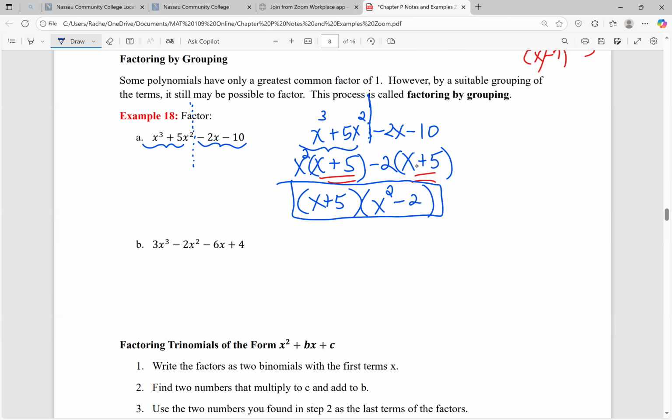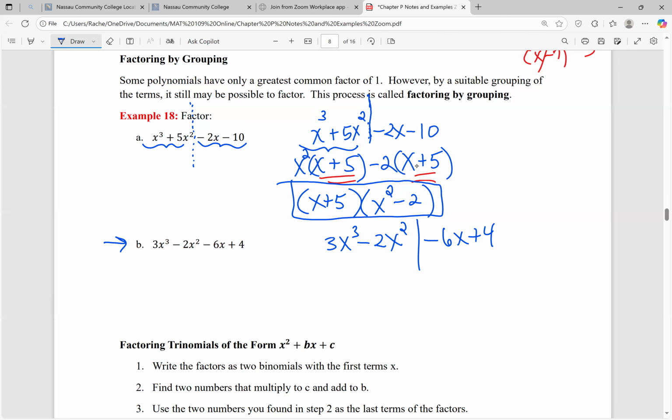So let's factor one more by grouping. So let's look at B. So I have a polynomial here that has 4 terms, so let's split it in half. So group the first 2 terms. So I have 3x to the third minus 2x squared, and then I'm going to group those together, and then I have a negative 6x plus 4, which I'm going to group together.